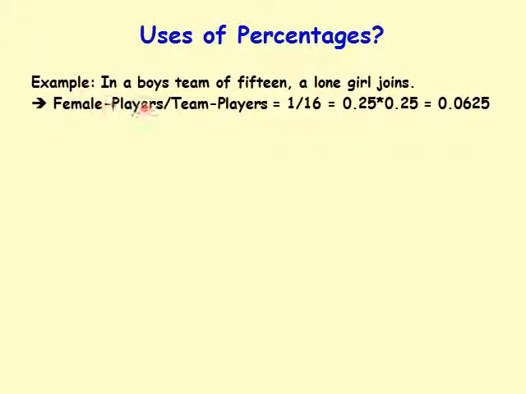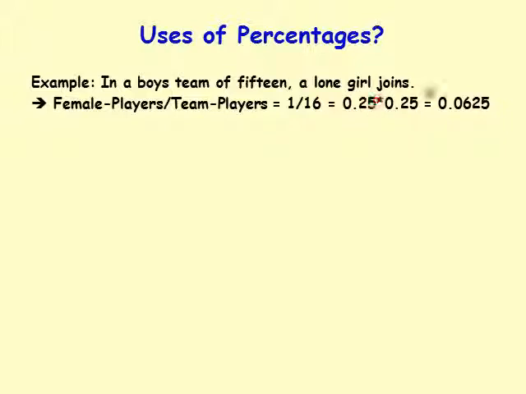So female players divided by team players is 1 divided by 16. We had 15 players in the team, now one more joins. I have 16 now, and there's only one female. 1 divided by 16 is 0.0625. If you want to look at it the other way, it's 1 over 4 times 1 over 4, 0.25 times 0.25, and we know the sutra, by 1 more than the 1 before, gives me 0.0625.